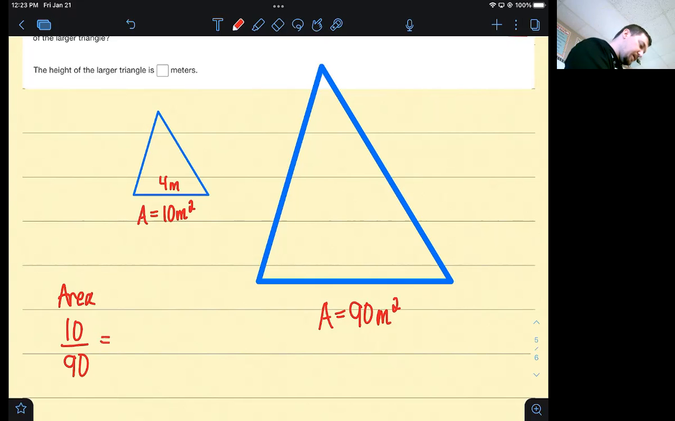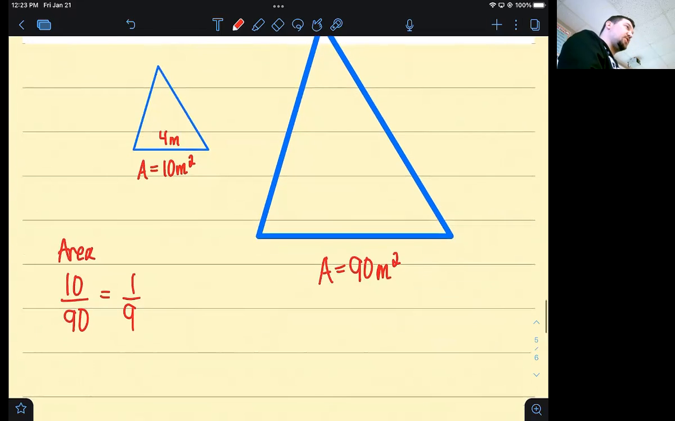1/9. Okay. So the area ratio is 1/9. I also know that the area ratio is the square of the side length ratio.